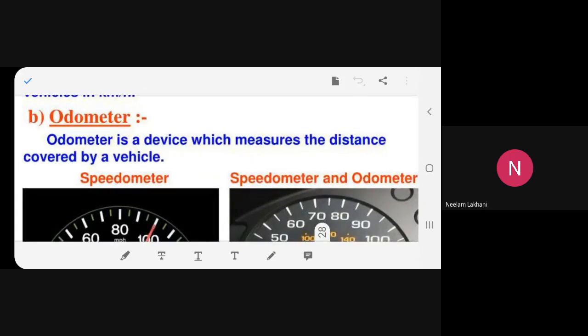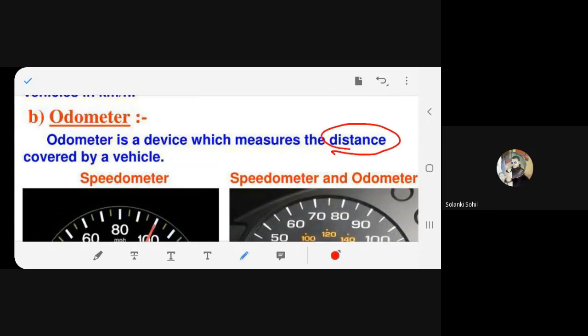Now the next one is odometer. Odometer is a device which measures the distance covered by a vehicle. Okay, so what are we finding out? Distance. The distance has to be in kilometer. Yes or no? Yes, ma'am. Good.